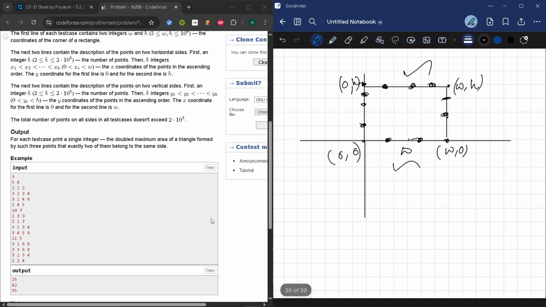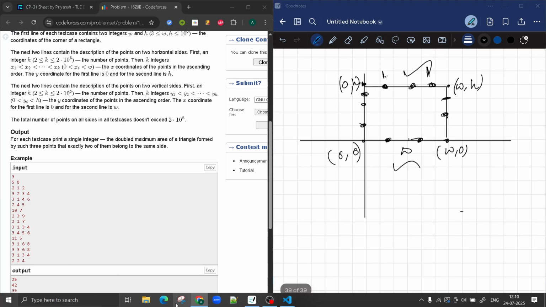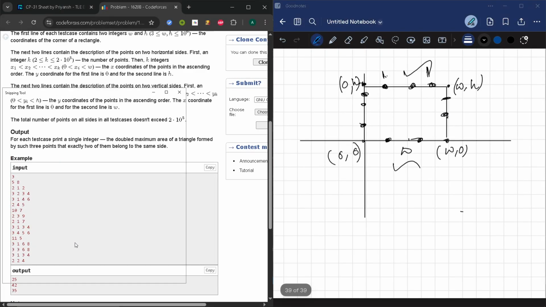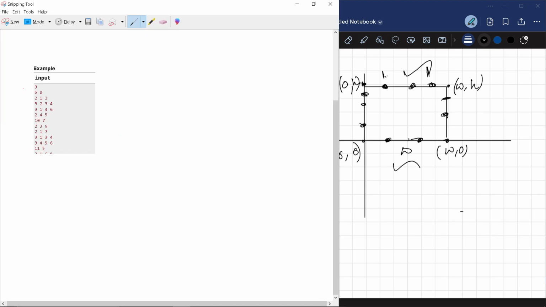What we need to check is the maximum area. First of all, for maximizing the area, we need the maximum value of base. Then we'll check which two sides have maximum distance between them. What I mean is, here the difference between 1 and 2 is the difference between side 1 and 2.